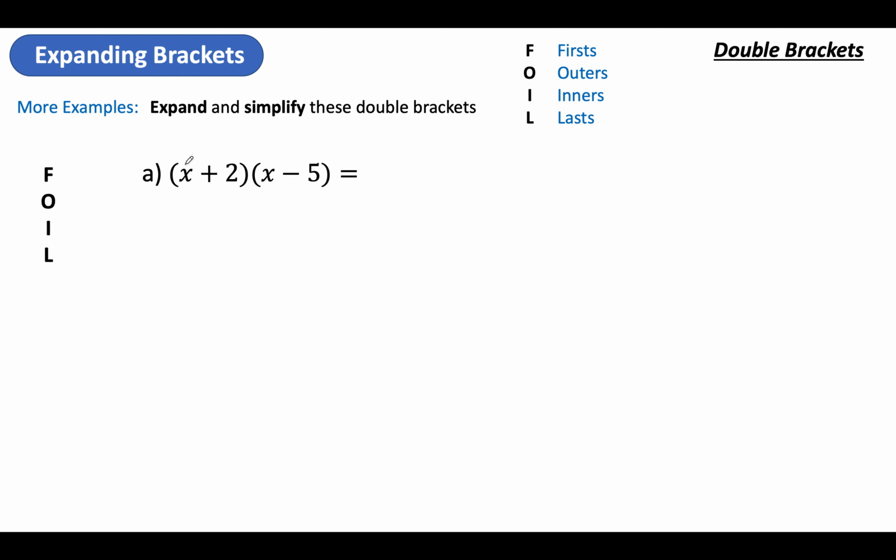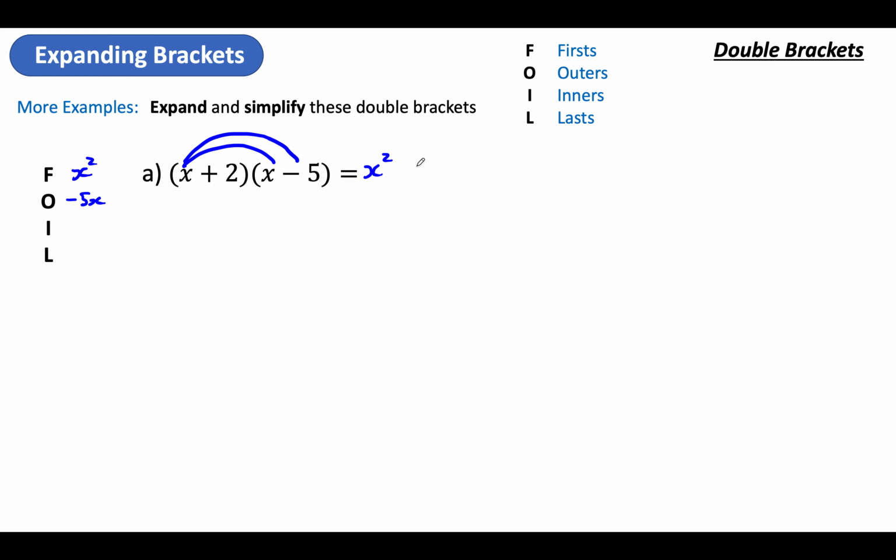Okay, well, first of all, firsts. x times by the x is x squared. That's all fine, because it's all positive. Outers. x times by negative 5. Now, it's not x take away 5. This is x times by negative 5, which gives you a negative 5x.